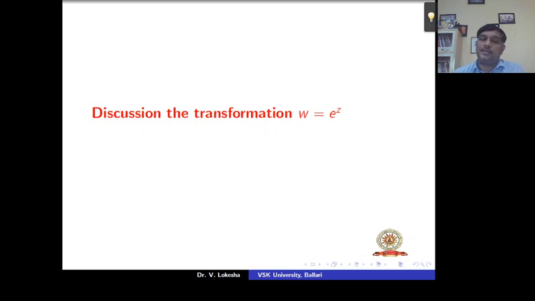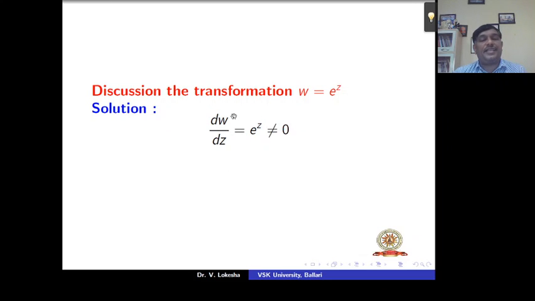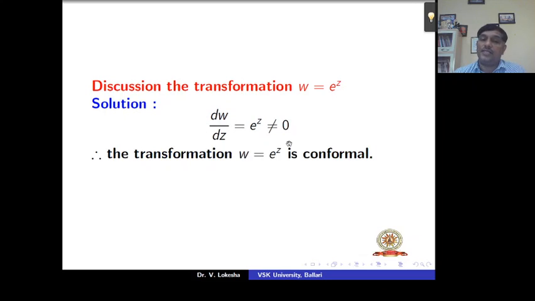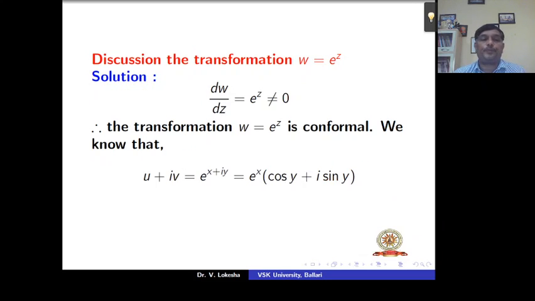First, we will discuss some problems related to w is equal to e power z. This is one of the transformations given. First, we will check whether it is conformal or not. You differentiate with respect to z. E power z is non-zero, because e power z is not equal to 0 for general points. Then we say that the transformation is conformal.